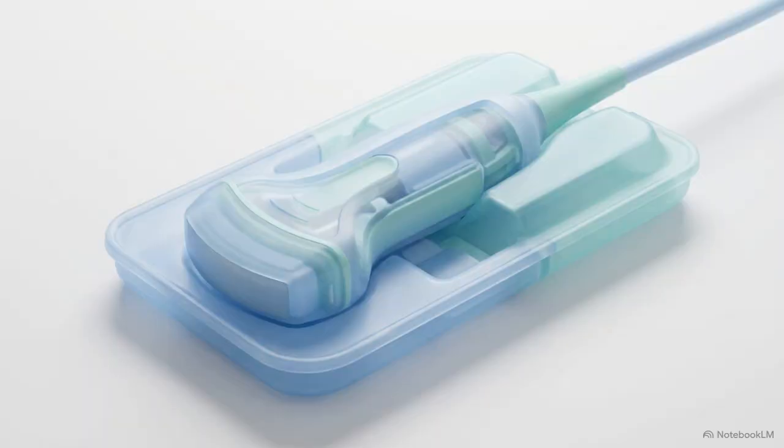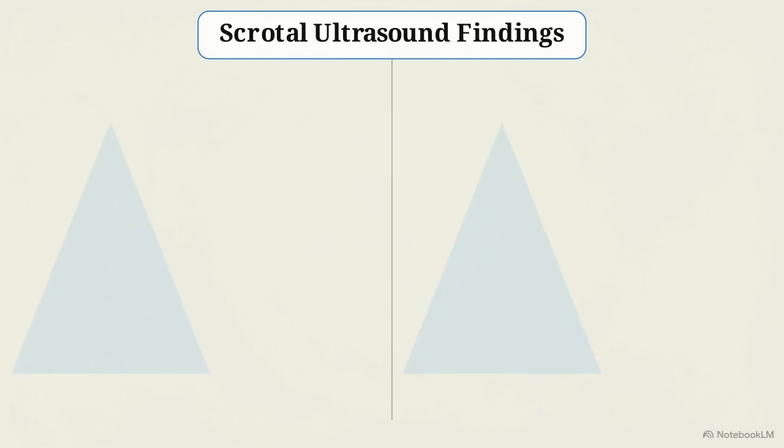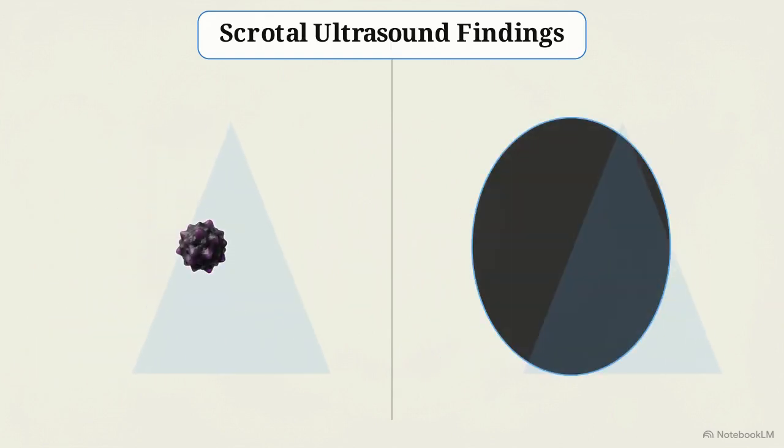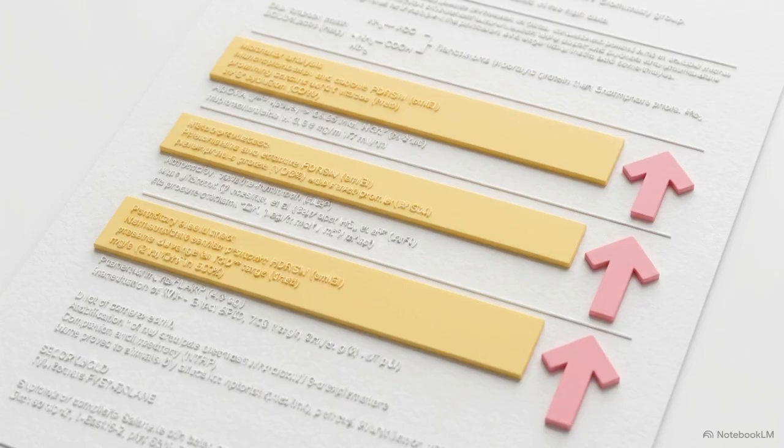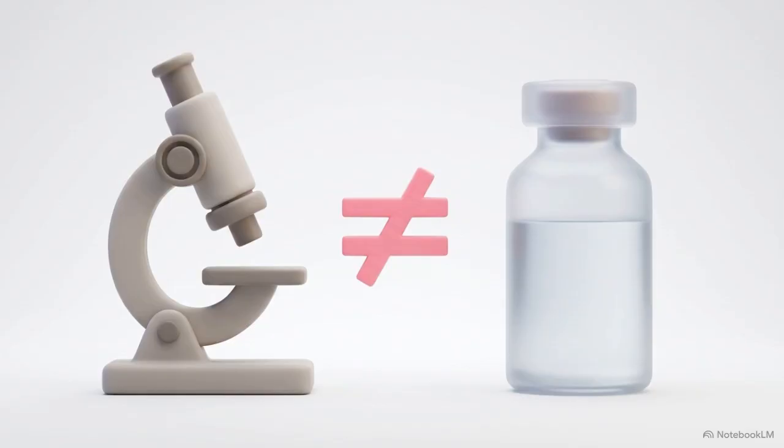The diagnostic workup begins with a scrotal ultrasound. This is the essential initial test to confirm the presence of a solid intratesticular mass, ruling out extratesticular fluid collections like a hydrocele. Accurate staging relies heavily on 3 serum tumor markers: alpha-fetoprotein, beta-HCG, and lactate dehydrogenase, a marker of overall tissue turnover. There is a critical biochemical rule here.